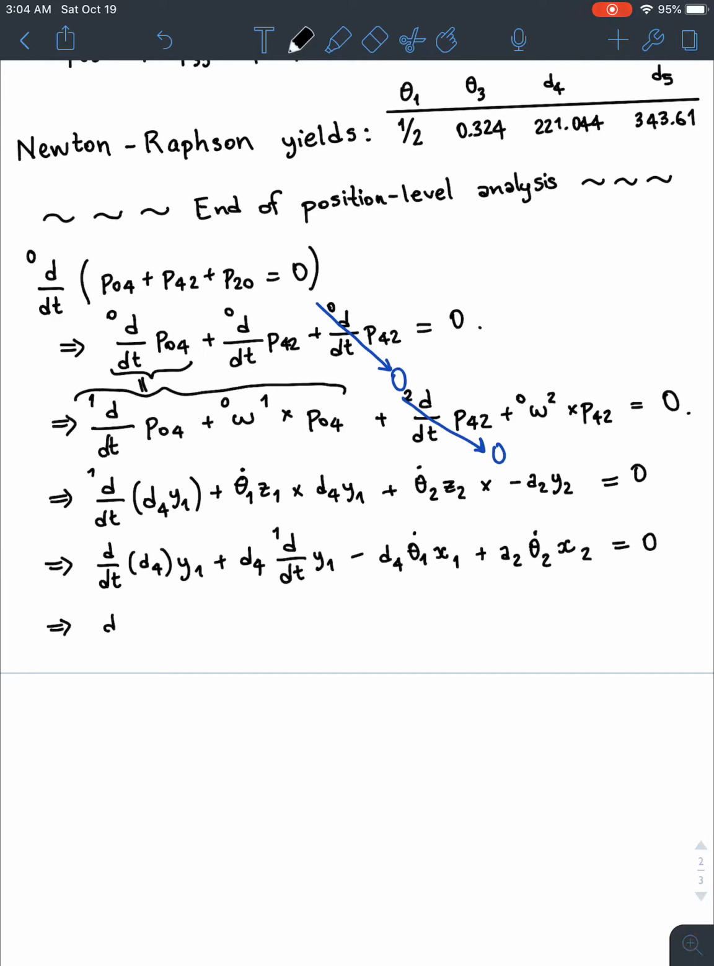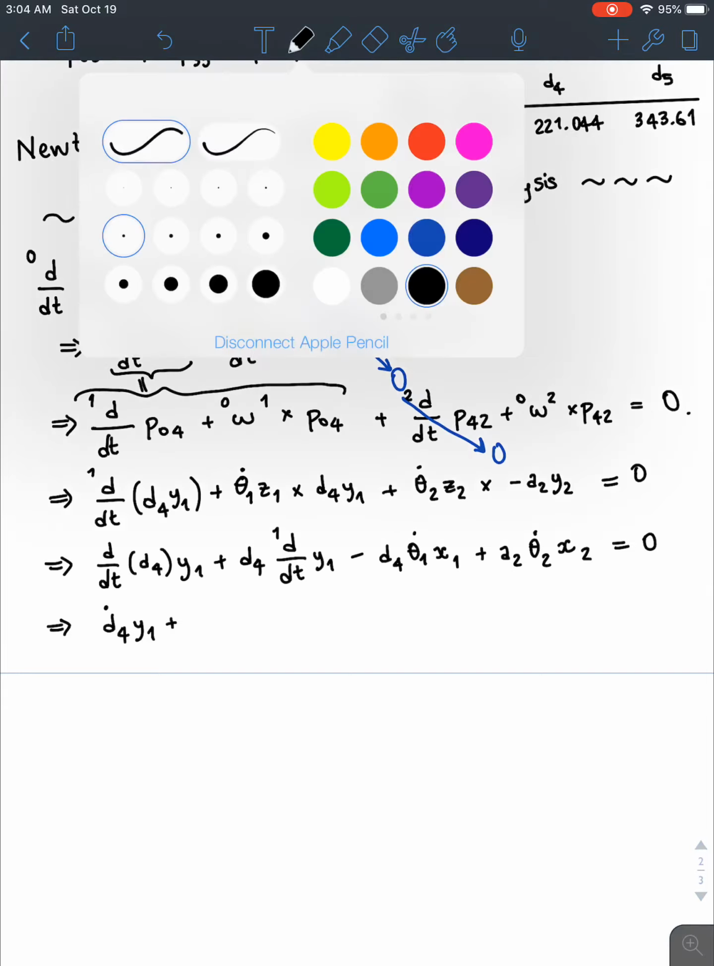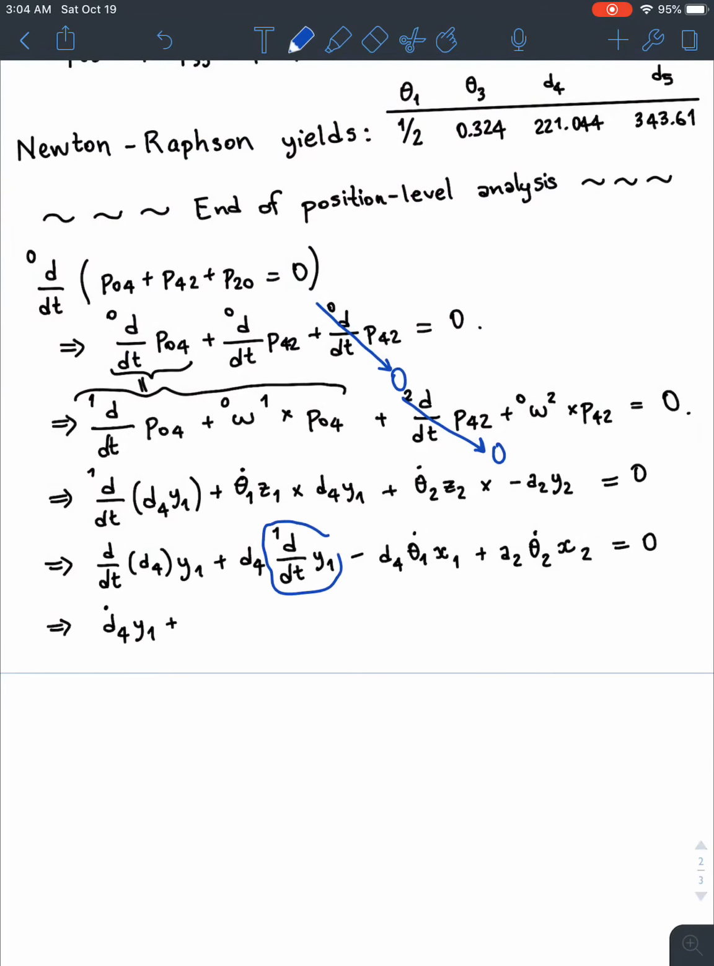The dt of d4 is succinctly written as d4 dot. And then plus this term right here, let me show you. This term right here is what? It is actually equal to 0. Why? Because the y1 axis is one of the axes that are by construction fixed on the first link. We assign those frames, or we assign those vectors, such that they are fixed in that frame, on that link. So since the vector is not changing at all in the first frame, this must be the 0 vector. So I don't need to write that.